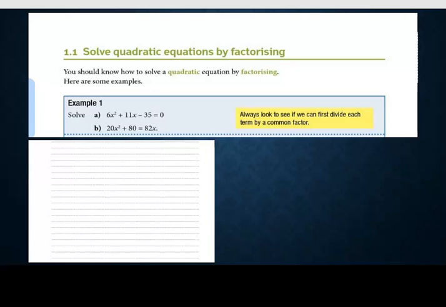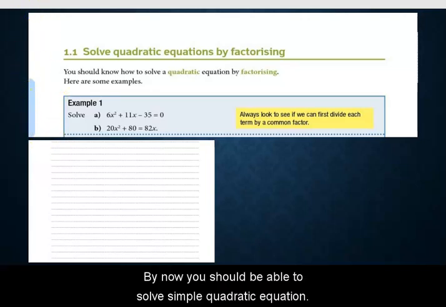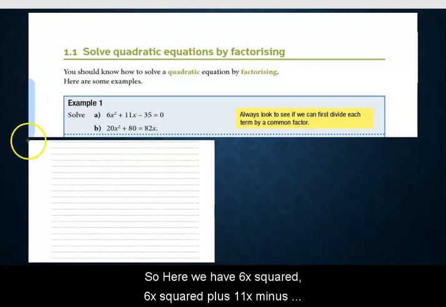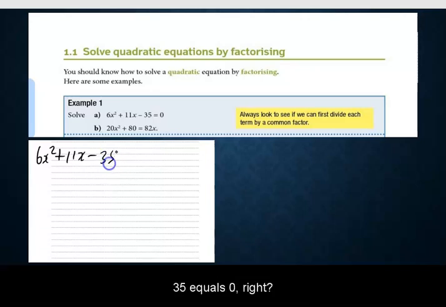Quadratics. So welcome to quadratic equations. Solving quadratic equations by factorization. Let's look at the first example. By now you should be able to solve simple quadratic equations. So here we have 6x squared plus 11x minus 35 equals 0.